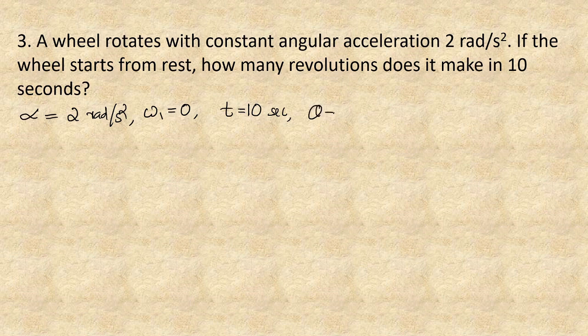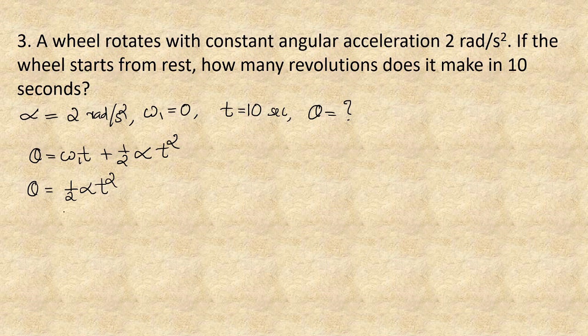So we have to find out the angular displacement. We can use the equations of motion here. Since we don't have the value of omega 2, we can use the equation which doesn't contain omega 2. So that is theta is equal to omega 1 t plus half alpha t square. Here omega 1 is equal to 0, so theta is equal to half alpha t square. Substituting the values, half into 2 into 10 square. So the angular displacement is equal to 100 radian. This is the total angular displacement in 10 seconds.